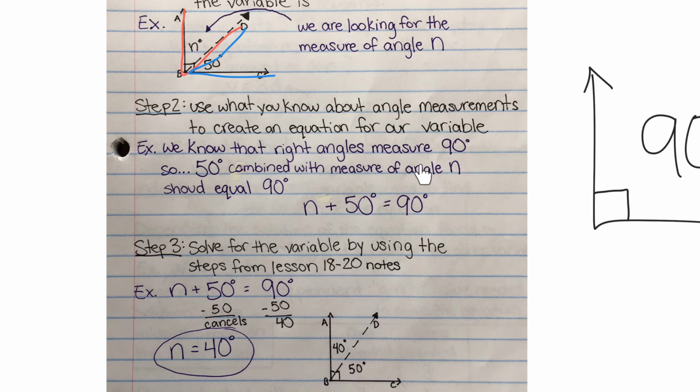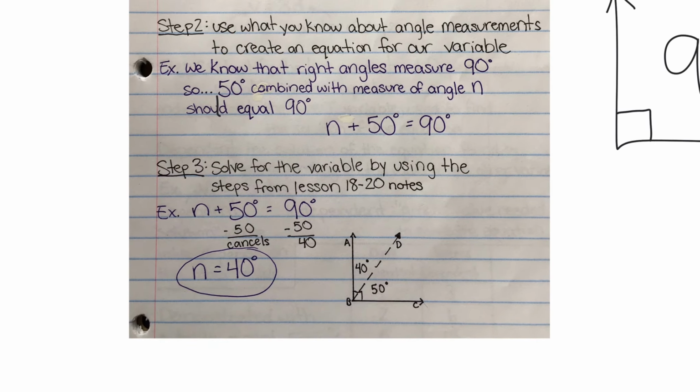We know that right angles measure 90 degrees, so if we combine the 50-degree angle that it already gave us with the measure of angle N, those 2 put together should equal 90. And yes, I'm realizing now that I misspelled should, but that is an easy fix. So the equation that we're creating is the measure of angle N plus 50 degrees equals 90 degrees. Not too bad.